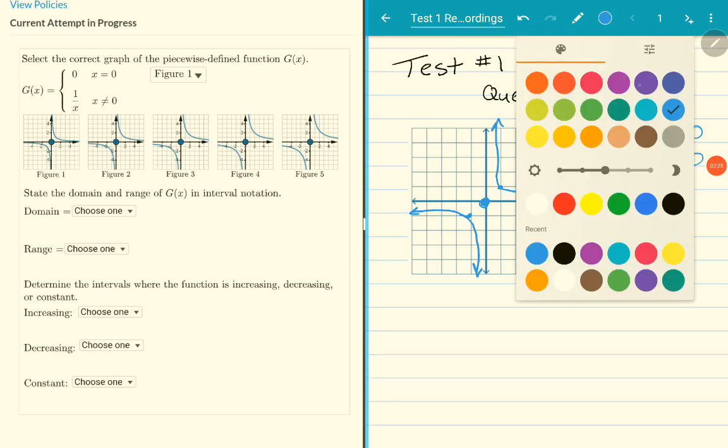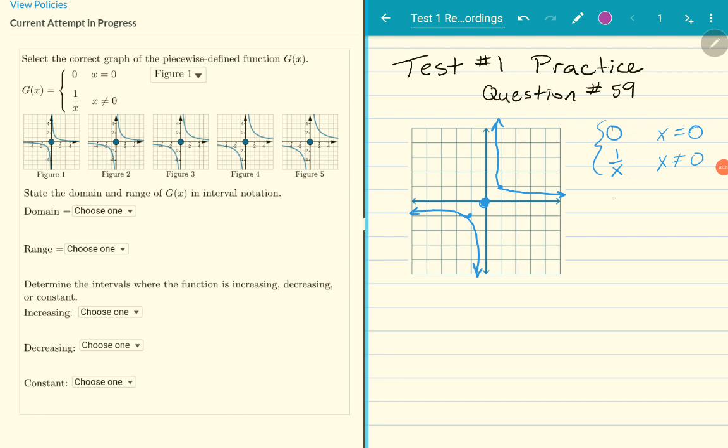Okay, and then let's talk about the domain. The domain of 1 over x is everything except x equal to 0. And x equal to 0 is actually satisfied by that first piece of the piecewise function. So the domain is now all real numbers, from negative infinity to infinity.